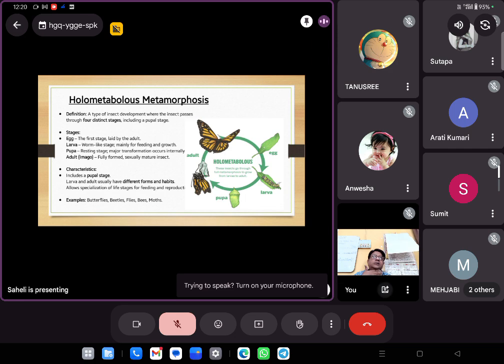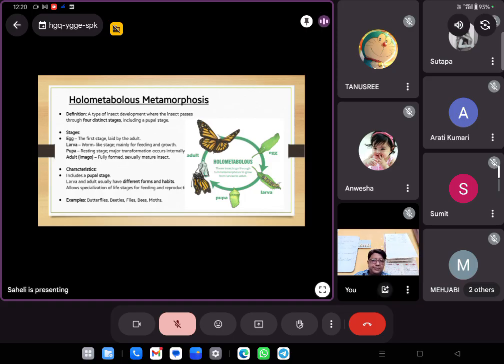Characteristics: 4 distinct stages, includes a resting pupal stage. Larva and adult live in different habitats and eat different food. Complete transformation in structure and function. Example: butterfly, beetle, housefly, etc. So holometabolous metamorphosis shows a complete and dramatic transformation from a larva to a fully developed adult.